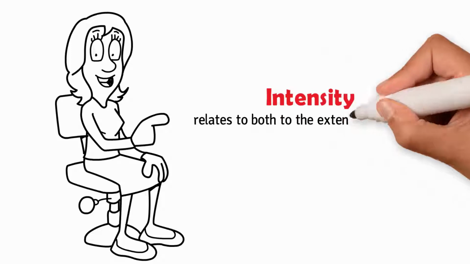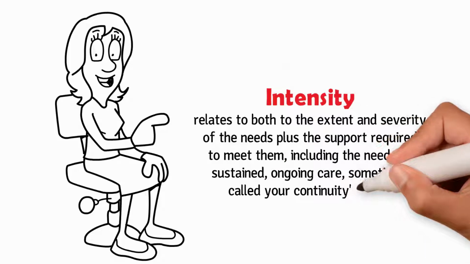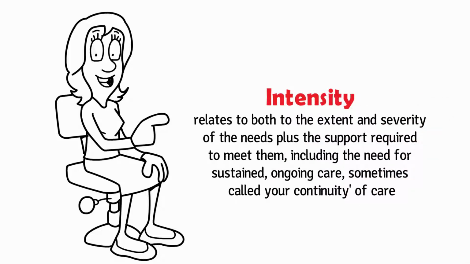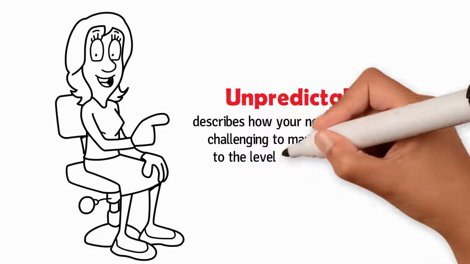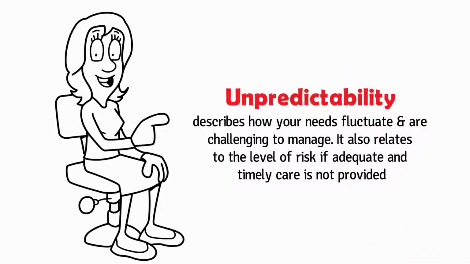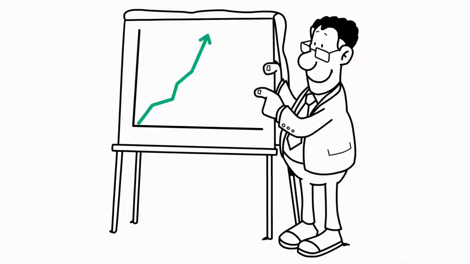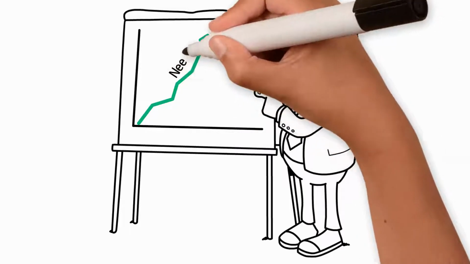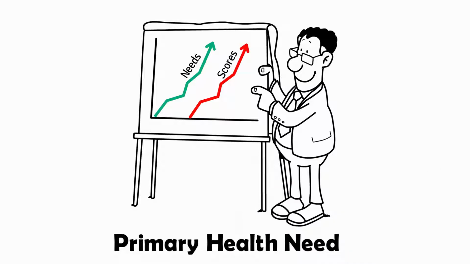Intensity relates to both the extent and severity of the needs, plus the support required to meet them, including the need for sustained, ongoing care, sometimes called your continuity of care. The term unpredictability describes how your needs fluctuate and are challenging to manage. It also relates to the level of risk if adequate and timely care is not provided. So, the more intense, complex, or unpredictable your needs are, the higher the scores will be in each domain, and the more likely you are to be found to have a primary health need.